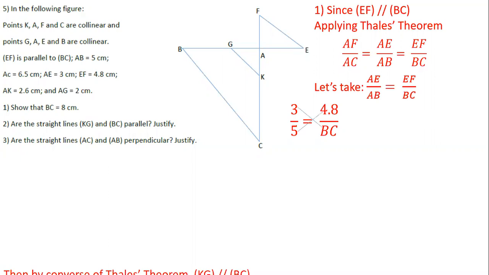3 times BC is 3 BC, and 5 times 4.8 is 24. So BC is equal to 24 over 3. Then BC is equal to 8 centimeters. It is similar to what I want to prove, right? Yes. So I showed that BC is equal to 8 centimeters.